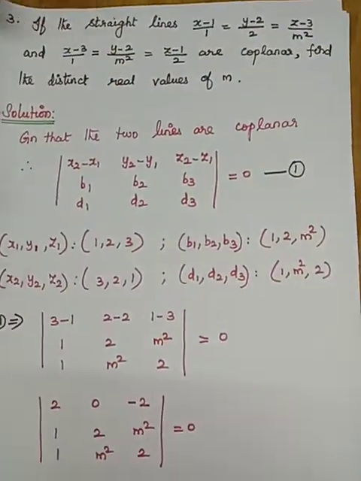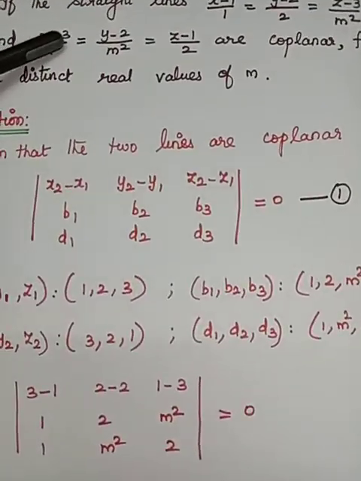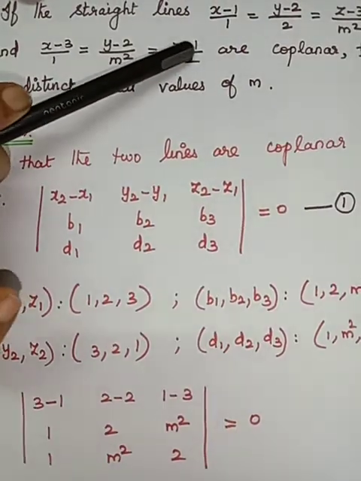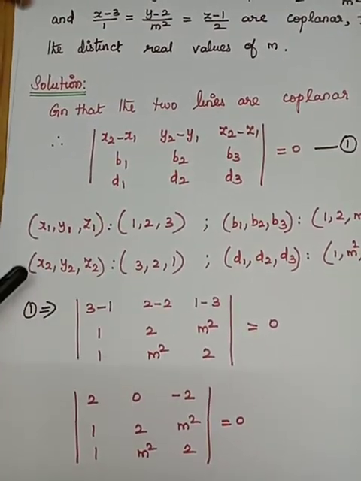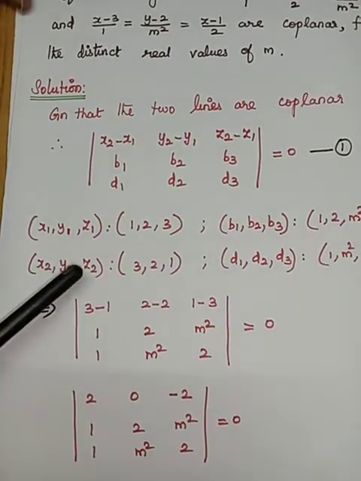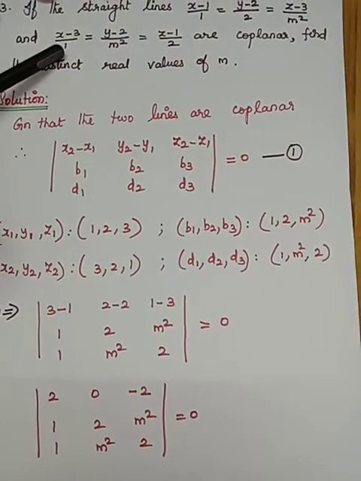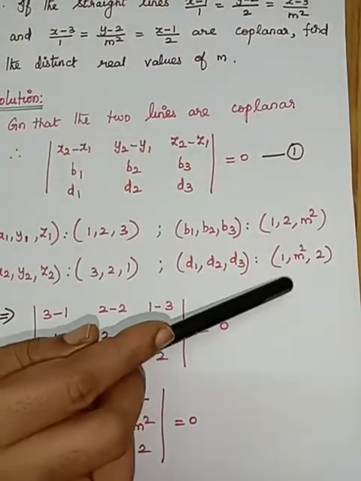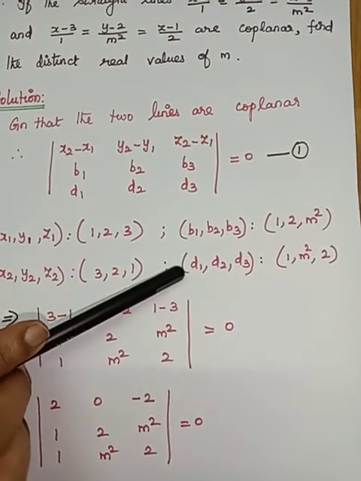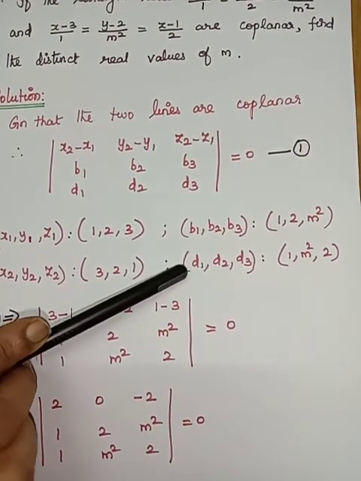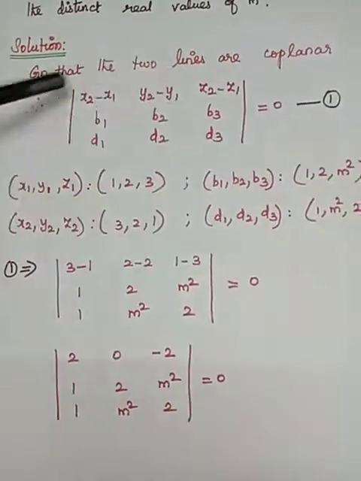Okay. So go to the second line. From the numerator, what are you having? 3, 2, 1. They are nothing but the passing point of the second line, so it has to be denoted as x2, y2, z2. From the denominator, if you collect 1, m squared, 2, they are nothing but the parallel vector, so it is d1, d2, d3. So you have to substitute in the condition.